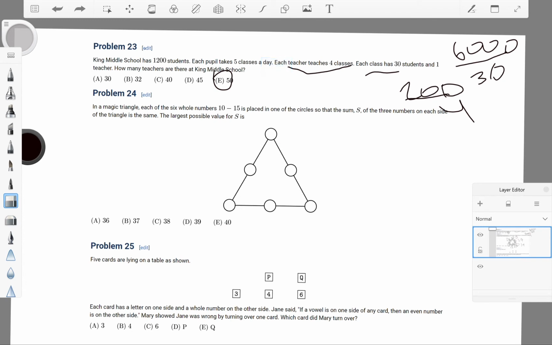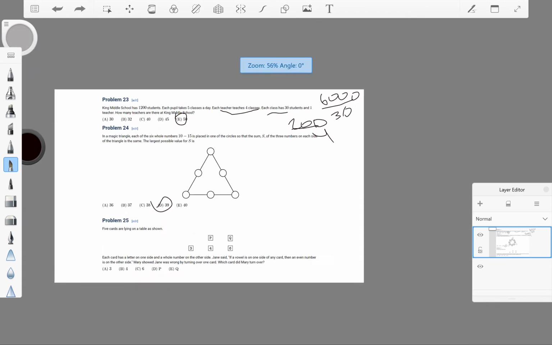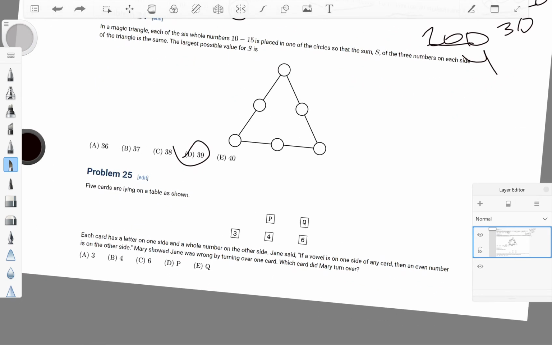So, our solution is 39. Understand? Okay. Now, the next one is a bit more logic-y. If you don't understand it, it's going to be kind of hard for me to explain it, but we will try.